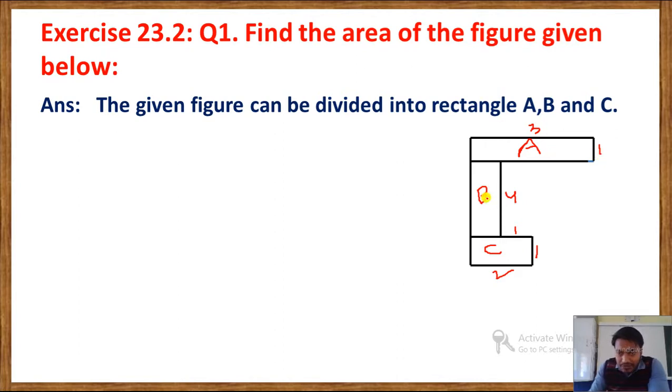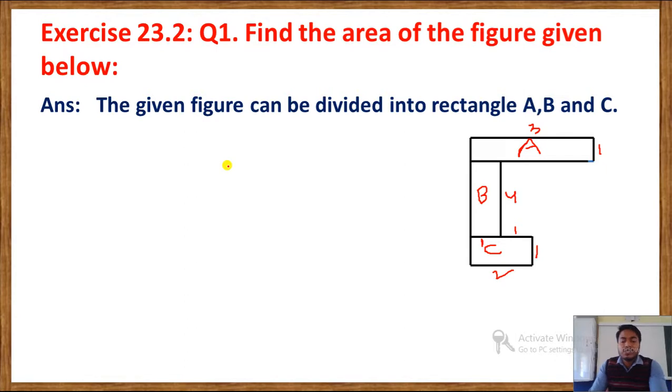for rectangle B we have 4, and this side we have to find out. So clearly you can see from here to here we have 2 centimeter. Okay, and from here to here we have 1 centimeter. That means 1 left. So this will be 1. This length will be 1 here. Okay, now 4 and 1, we got 1 here. Now for C we have 2 and 1.